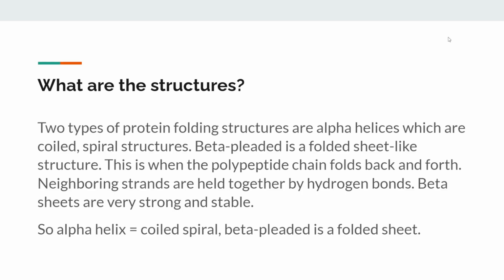So two types of protein folding structures are alpha helices, which are coiled spiral structures. Think of it like a spring, but it's not exactly like a spring. It looks like a spring. Beta pleated is a folded sheet-like structure. Alpha helix is usually a little less stable than the beta pleated.